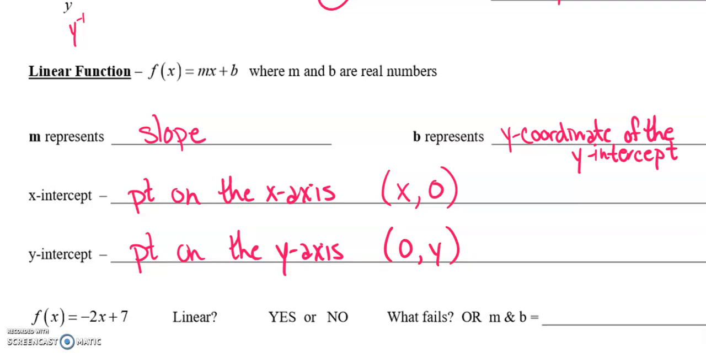We are asked to find the x and y intercepts quite often, and I'm going to tell you right now, I'm going to be picky about the notation. Very picky. Intercepts are ordered pairs. You need to write it as an ordered pair, not just the x part, not the y part. I need it as an ordered pair, x comma 0 or 0 comma y.